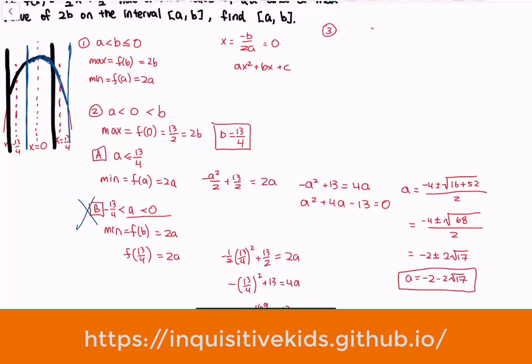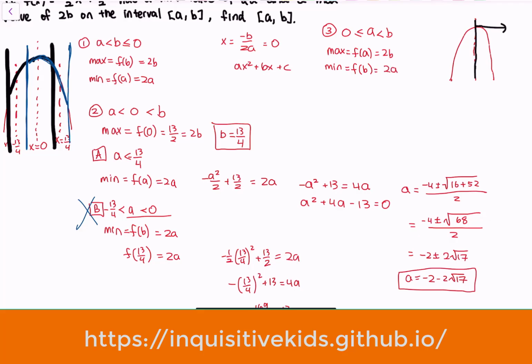This is when a is less than b, but both a and b are greater than or equal to 0. It means now, on our parabola, this is the middle line of our parabola, the interval we're talking about is from here and onwards to the right. So here, the function is always decreasing. The maximum value occurs when we have f of a, and that can also be represented as 2b. And the minimum value is when we have f of b, and that can be represented as 2a.